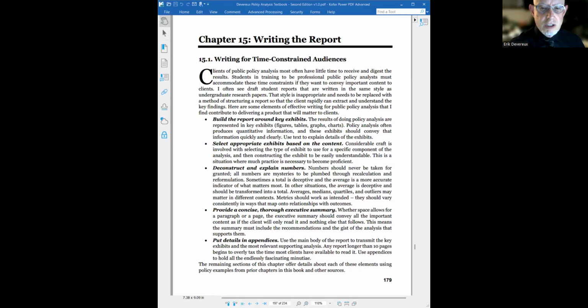I'm going to begin by sharing my screen to show you the first page of the chapter upon which this video is based, Chapter 15, Writing the Report. Now, Chapter 15 predominantly focuses on creating useful and effective exhibits and on some other tips and tricks for writing an effective policy analysis report. And I will cover those in at least one more video in the series.